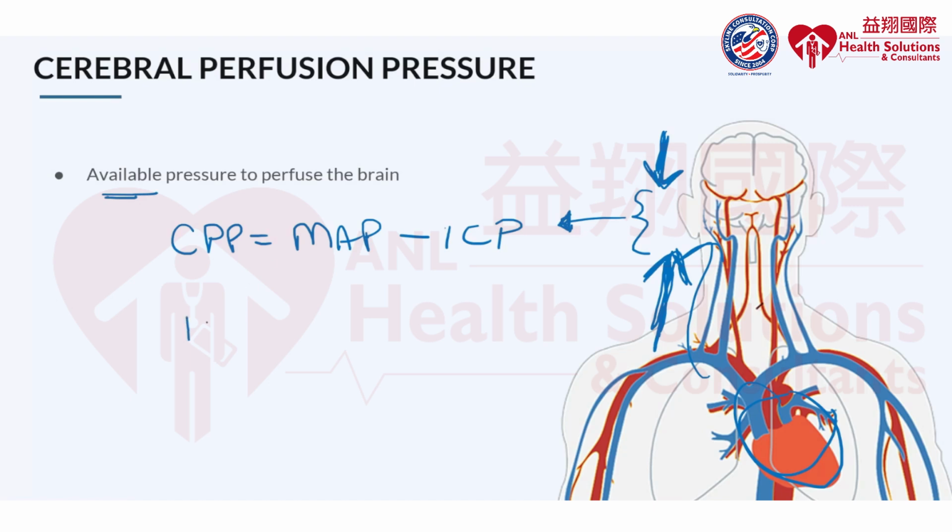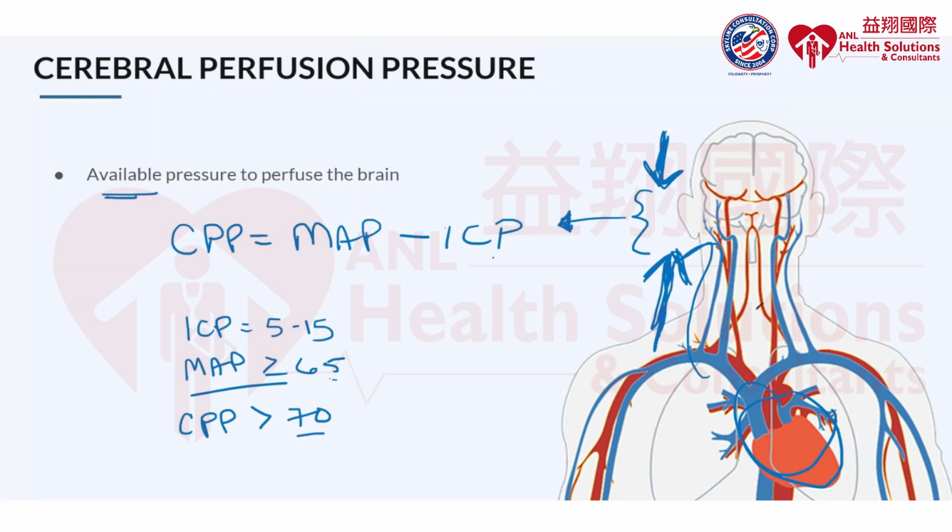Now, we know that ICP is usually about 5 to 15. Mean arterial pressure, we usually want to keep above 65. But actually what we want for the CPP is for it to be greater than 70, okay? So sometimes that means we need to get that mean arterial pressure up a little bit higher.